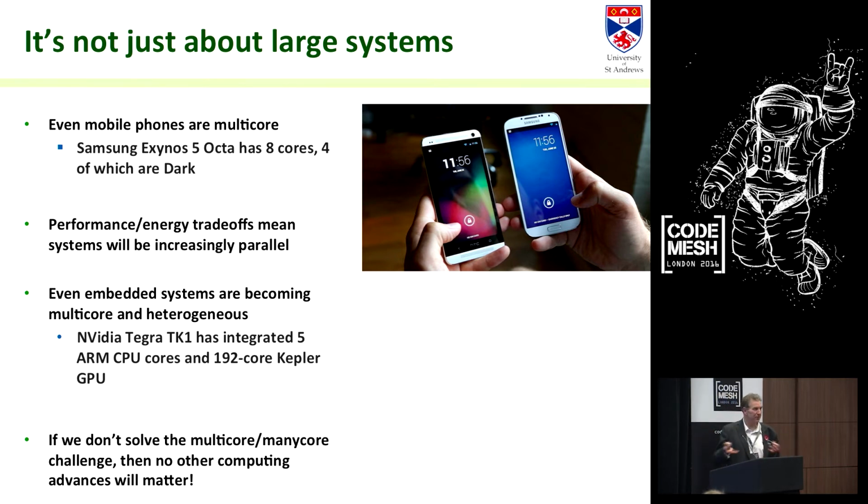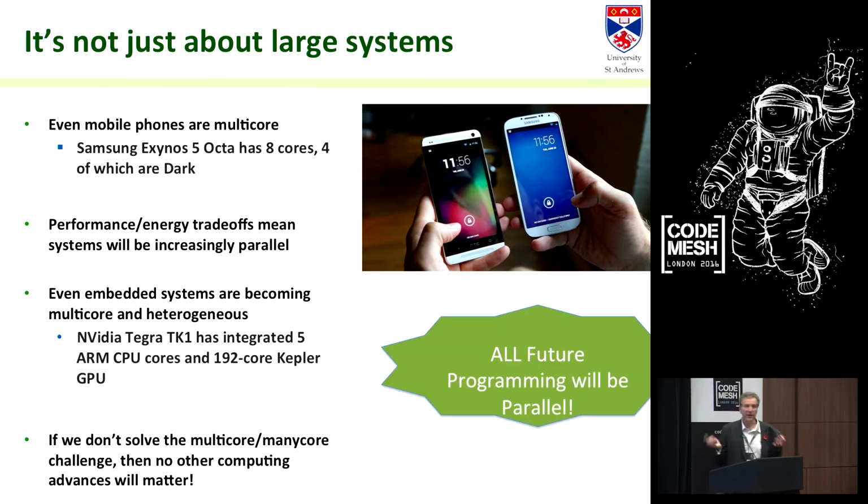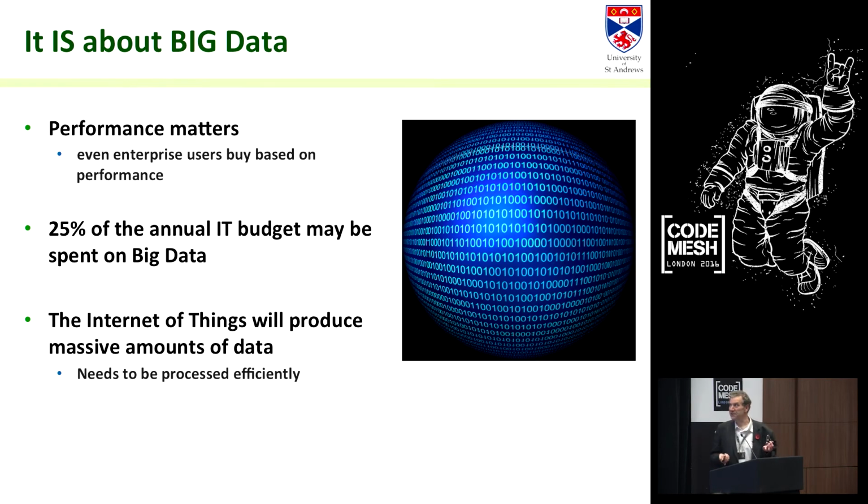And even embedded systems are becoming multi-core and heterogeneous. They would like to go faster, they would like to go bigger, but there are constraints on, for example, A, cost in the embedded space, and B, safety. Okay? You really have to worry about some of these devices. We need to solve the multi-core, many-core problem to make progress in almost all areas of computer science, almost all applications. I can confidently predict that all future programming is going to be parallel. It already is to a large extent.